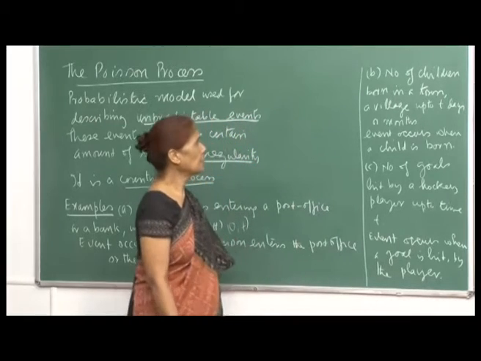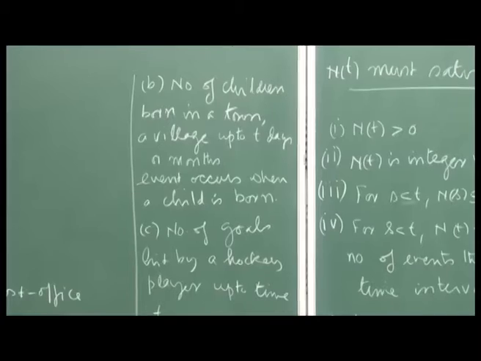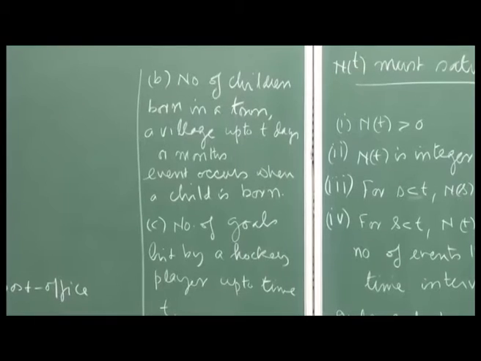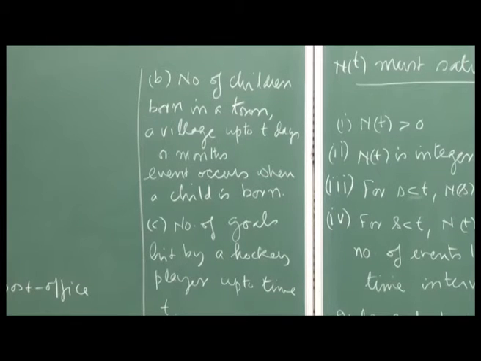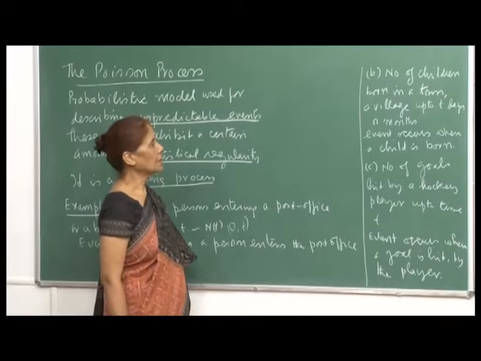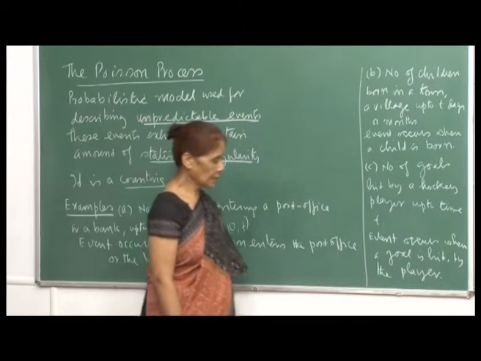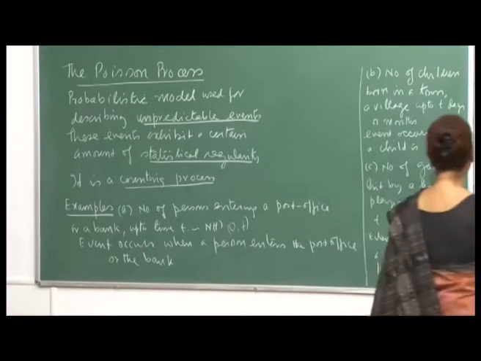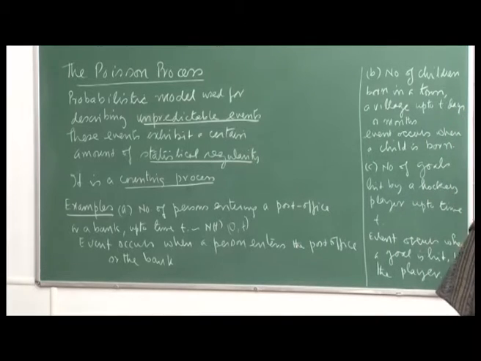Other examples could be the number of children born in a town or a village up to t days or t months, whichever time period you want to fix. The time framework is decided, and then you start the counting process. In this case, an event will occur when a child is born. So, you keep counting these events.